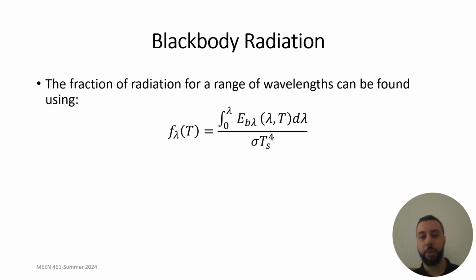The fraction of radiation for a range of wavelengths can be found using the following equation. It's just the total energy from 0 to a specific wavelength over the total black body radiation, and that gives you the fraction. Again, there's an integration here, but we'll show you in a bit how we'll take care of that integration.